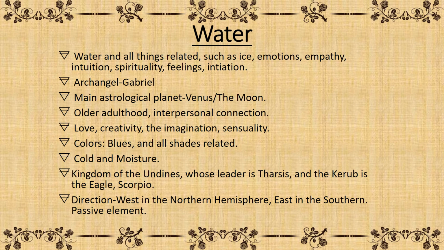Now we move on to the element of water. And this is liquids. This is water and all things related, such as ice, but also emotions, empathy, intuition, spirituality, feelings, and initiation. The archangel of the element is Gabriel. Now, the main astrological planet is Venus or the moon.